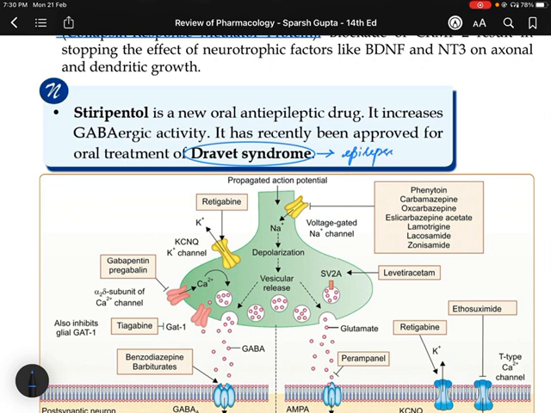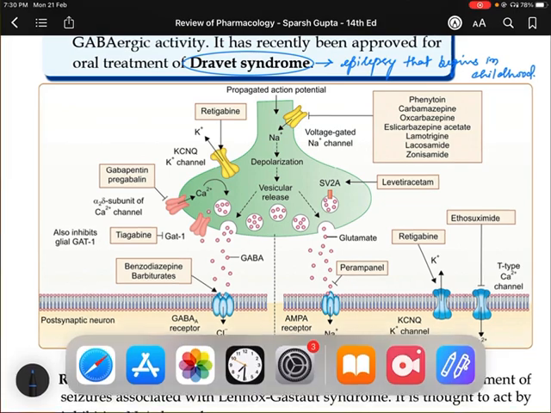Epilepsy that begins in childhood. That is the meaning of it. You should know.